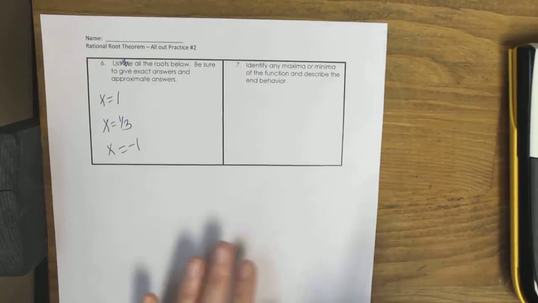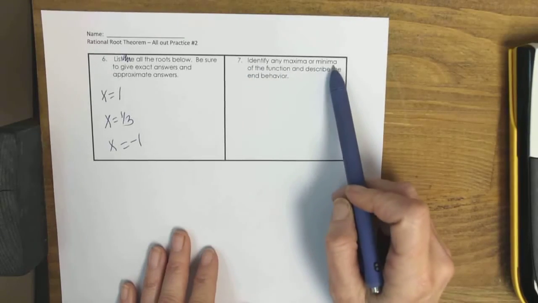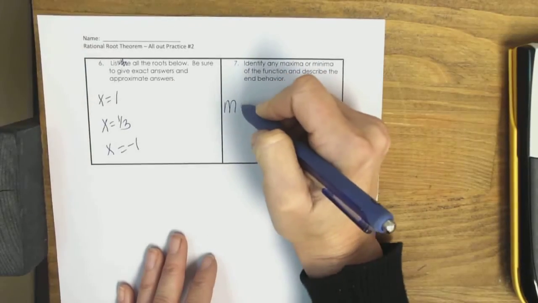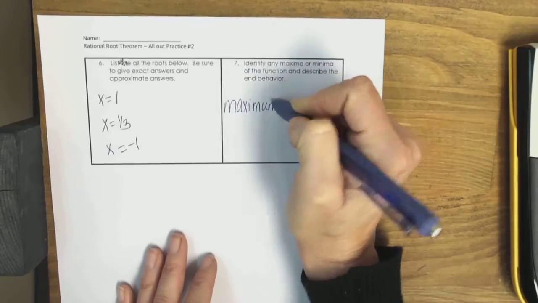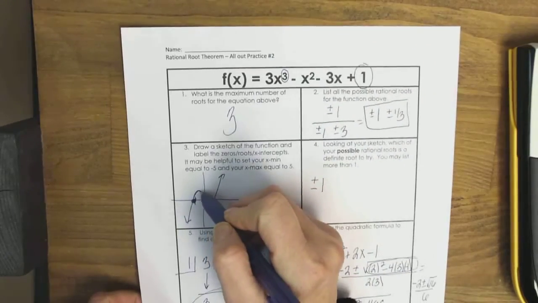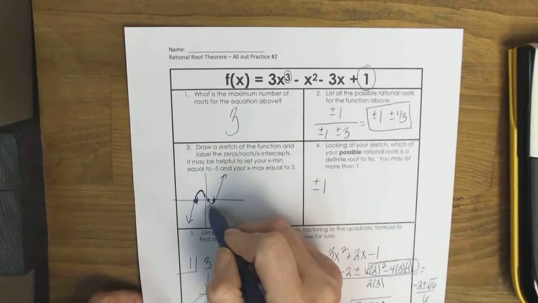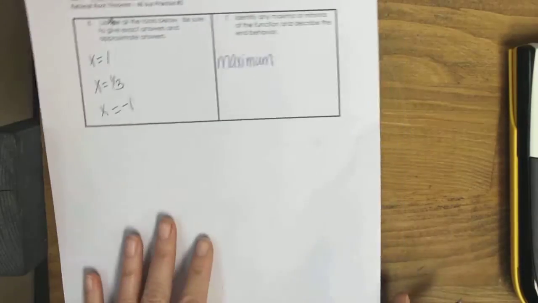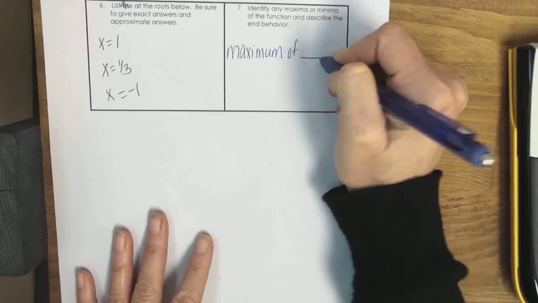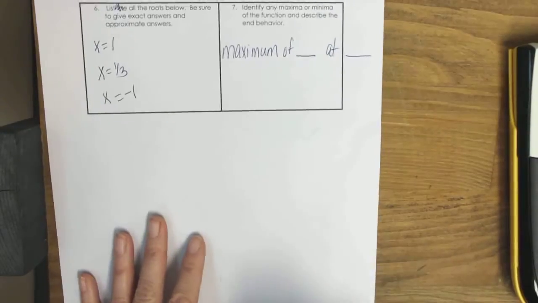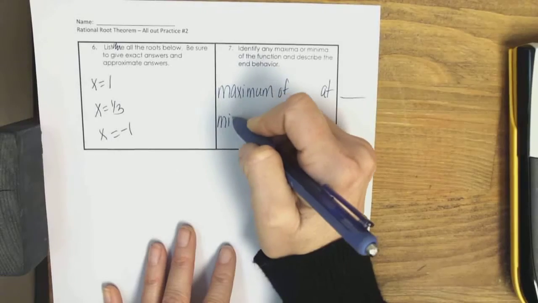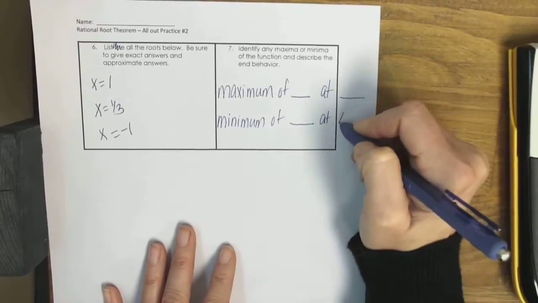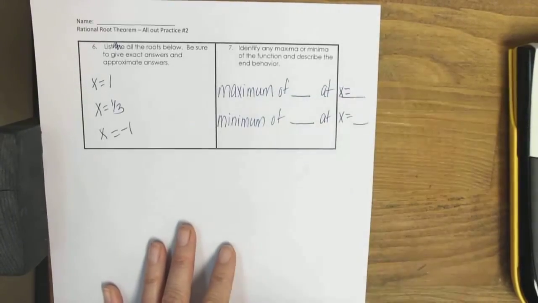All right, last but not least, I would like you to identify any maxima or minima of the function and describe the end behavior. So I'm going to write, I believe there is a maximum, and a maximum would be a turnaround here, like a hill. And there's also a minimum. I call those your valleys down here at the bottom. So there is a maximum of something at x equals something. There's one minimum. So there's a minimum of something, and that occurs at x equals something. Make sure I have x equals up here.